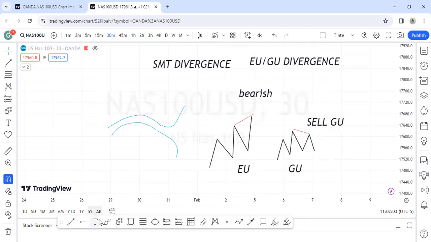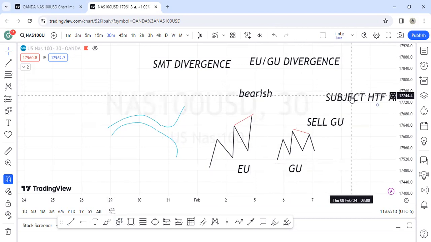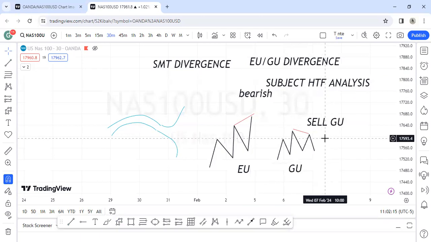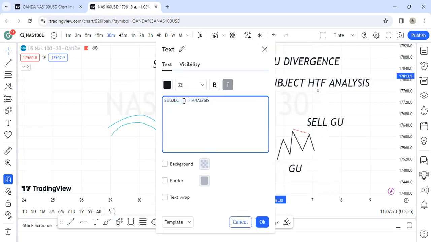And of course, this is subject to top-down analysis, right? Remember, this is subject to higher time frame analysis. It's very important that you subject this to higher time frame analysis. It's not that the market does not have any reason to sell on GU and you go and sell it. You're going to get clapped, right? If you're going to be selling GU, there has to be a reason why you're selling GU, right?